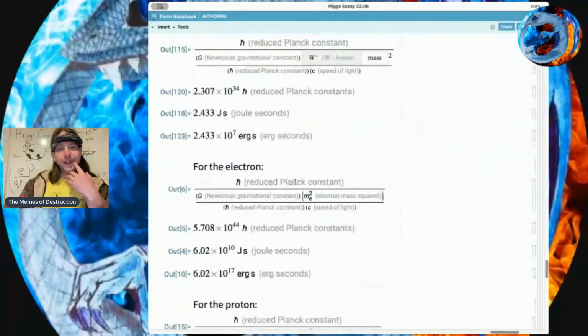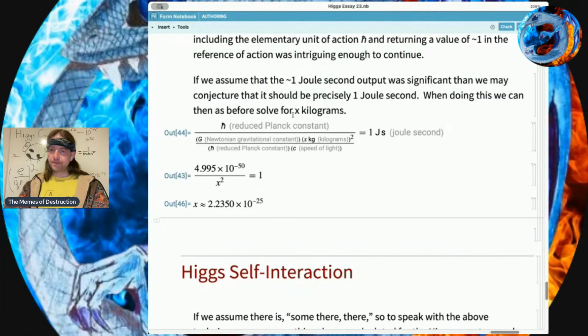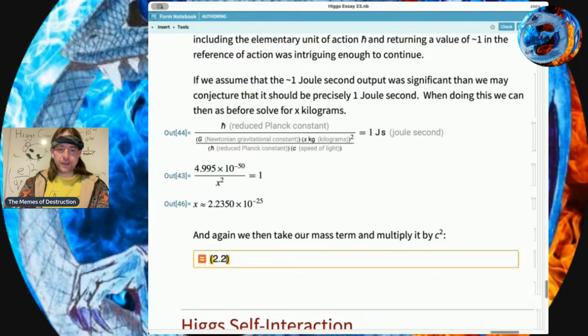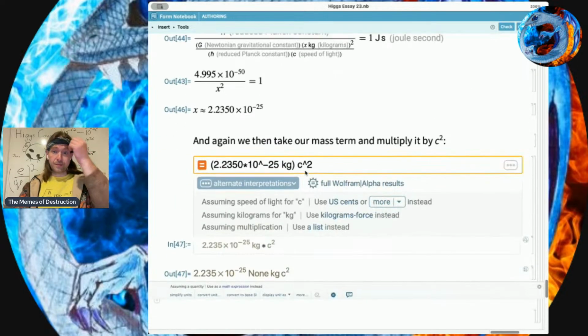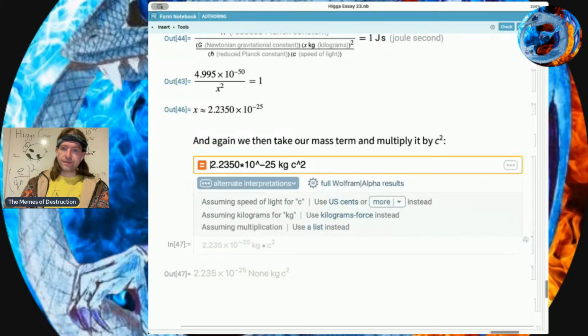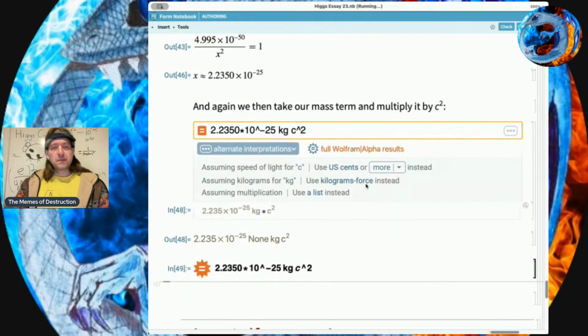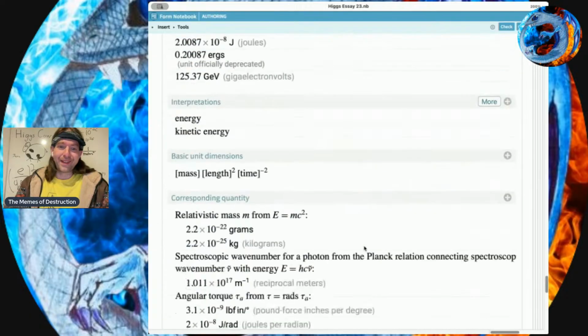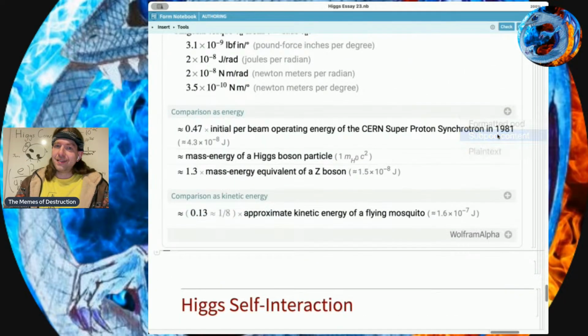Oh, we're just using the gravitational thing, so it's a factor. And again, 2.23 times 10 raised to the minus 25 kilograms squared.